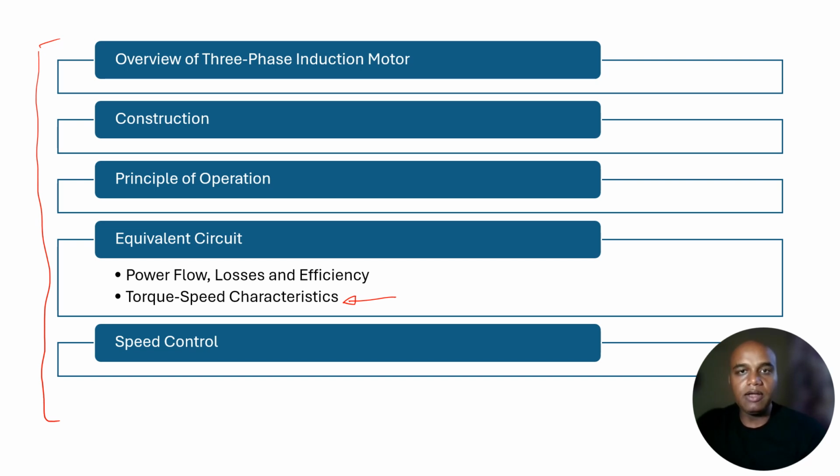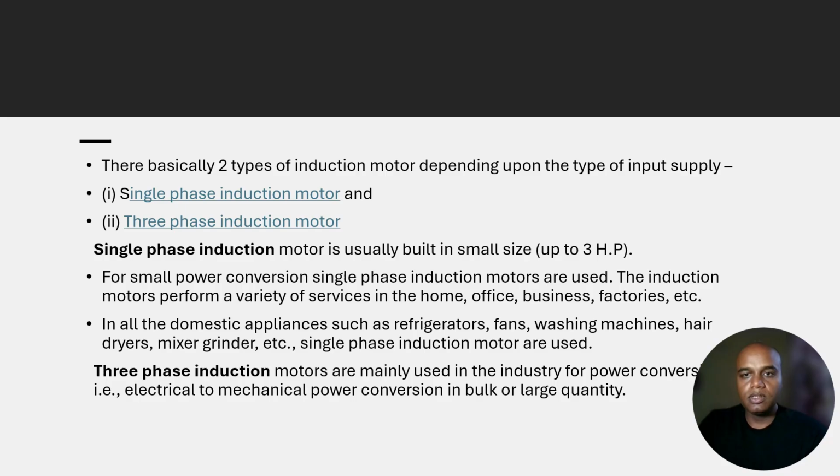for EV applications. So specifically, for induction motor classification based on the supply system, we have two types of induction motor which are very popular. One is the single-phase induction motor, and the other one is the three-phase induction motor. The single-phase induction motor is used in our ceiling fans also, and most of our home applications are based on the single-phase induction motor.